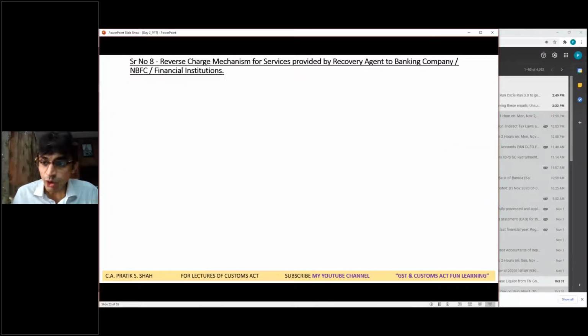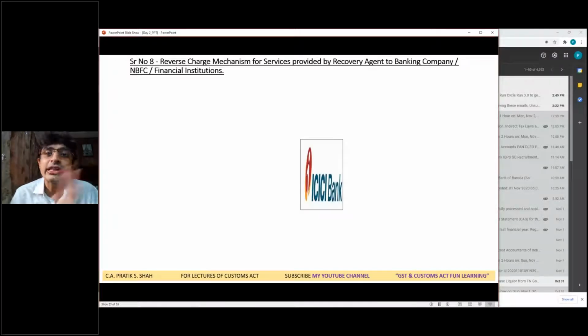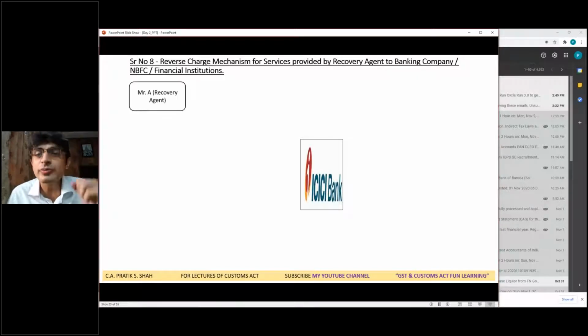Just like this point, there is one more point: recovery agent. What do you mean by recovery agent? Suppose people have taken a loan from ICICI and then you default. You don't pay ICICI. Then there are some legal recovery agents. They will come to you, they will recover money, they will prepare all the documents, and then they will give it to the bank. So suppose Mr. A is a recovery agent. He recovered loans for ICICI Bank.